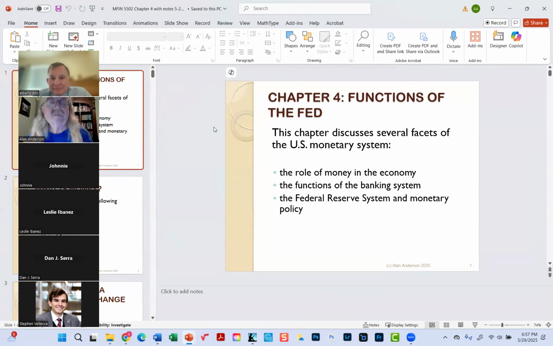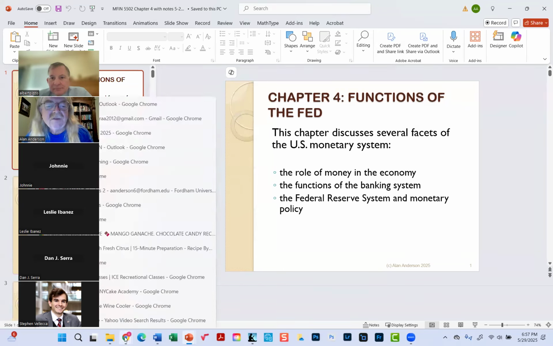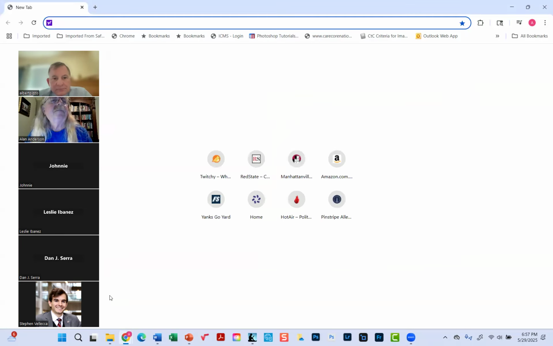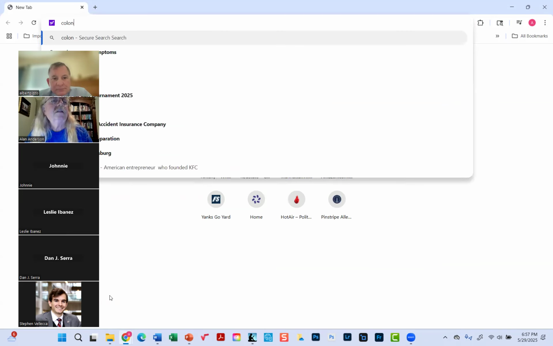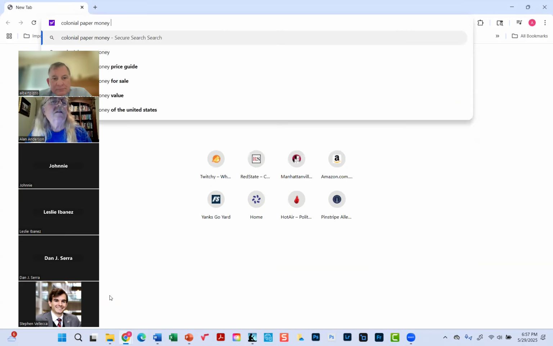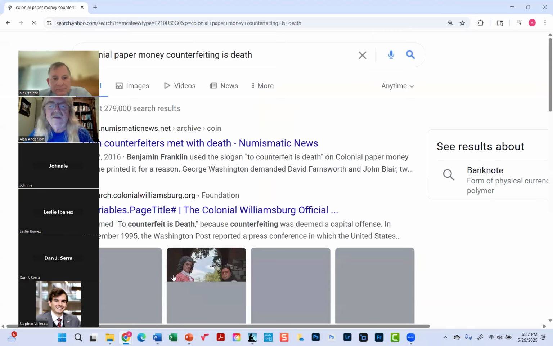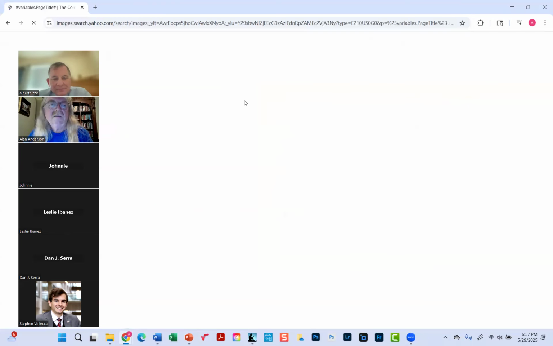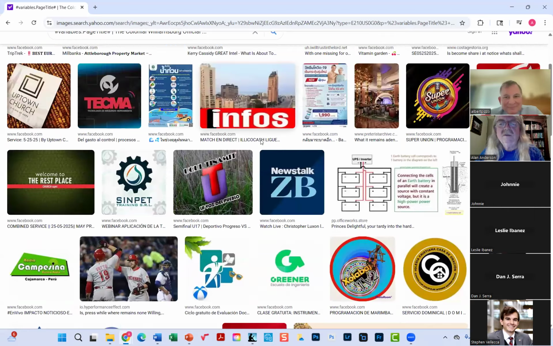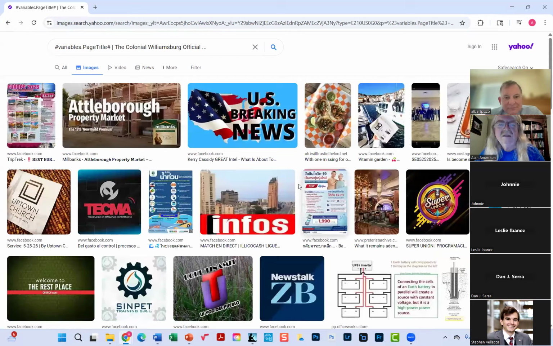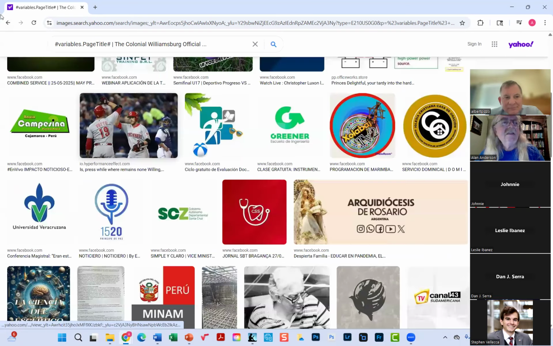In fact, if you look at the notes issued in the early colonial days, let me see if I can find a picture of one of these colonial paper money. I think it's death. I think I can find one. Oh no, what happened? I thought I had it.